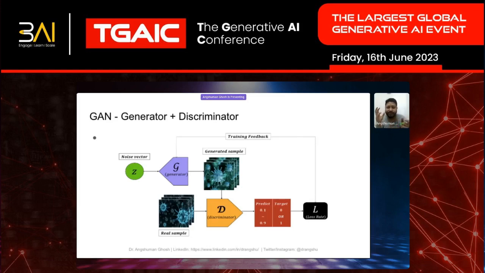Now, if it gets some generated sample as well as a real sample, it can compare the two and tell which is real and which is fake. So that's the output of the discriminator. Now, based on this, we can find out how good the generated samples are. And this is the loss function that goes back as a feedback loop.